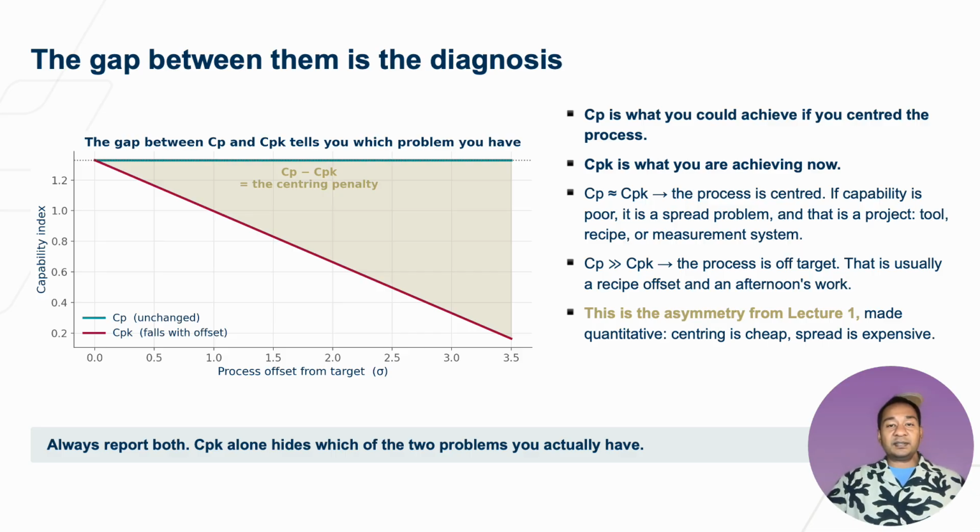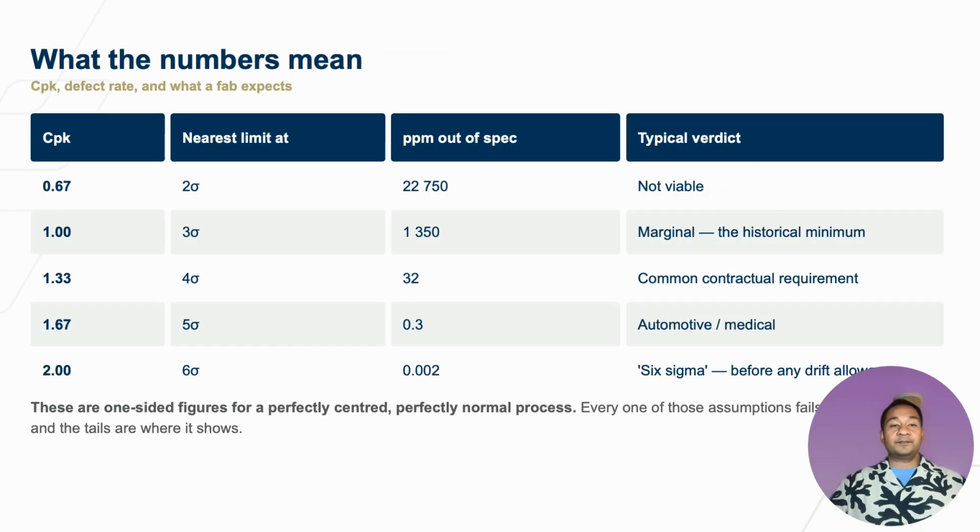This is the asymmetry I flagged in the previous lecture. Centering is cheap, spread is expensive, made quantitative. The two indices together tell you which of those two situations you are in before you commit any resources. Always report both. CPK alone hides which problem you actually have.